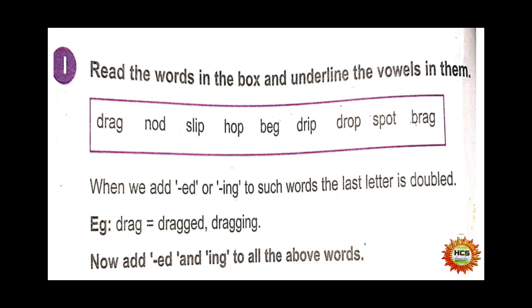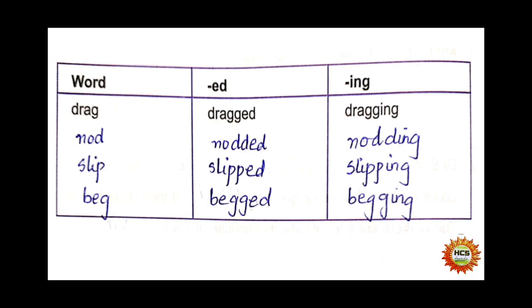So look at the spelling of dragged. In the first word, dragged, ed is added. So the last letter G is doubled: dragged or dragging. Now add ed and ing to all of the above words. Now in this box, we have to write down the words which were given in the box. I have solved this for you.